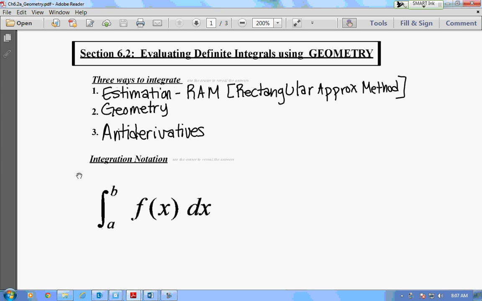Which is reversing the derivative. So if I tell you that f prime is 2x, what could f be? X squared plus a constant, c. So we talked about that briefly a while ago.